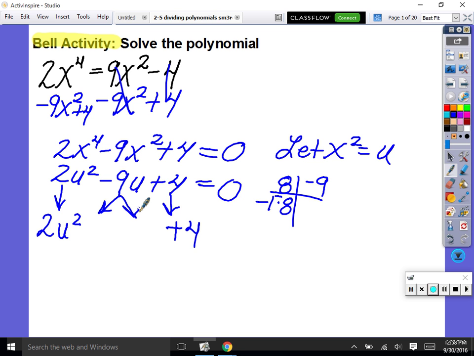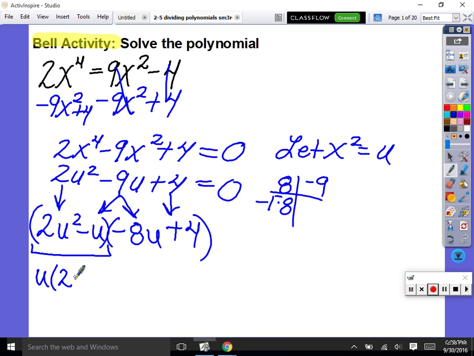We break down our middle term. So it doesn't matter which one goes first, right? Minus u minus 8u. Is everybody good following up to here? Group the first two terms, group the second two terms. The greatest thing in common here is a u, and then left is 2u minus 1. Very good. What's in common here? Negative 4.